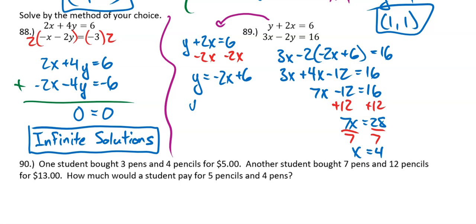Okay, I'm still not done. I have to plug it back in over here. So y equals negative 2 times 4 plus 6. That's a negative 8 plus 6, which is a negative 2. Okay, and again, I write my answers in ordered pair.